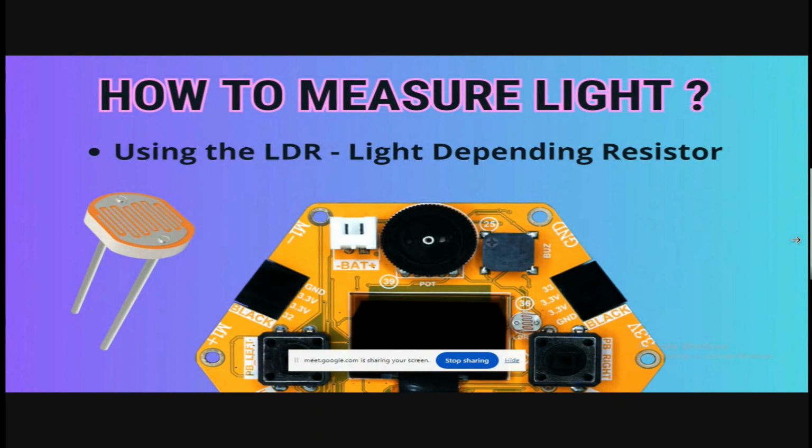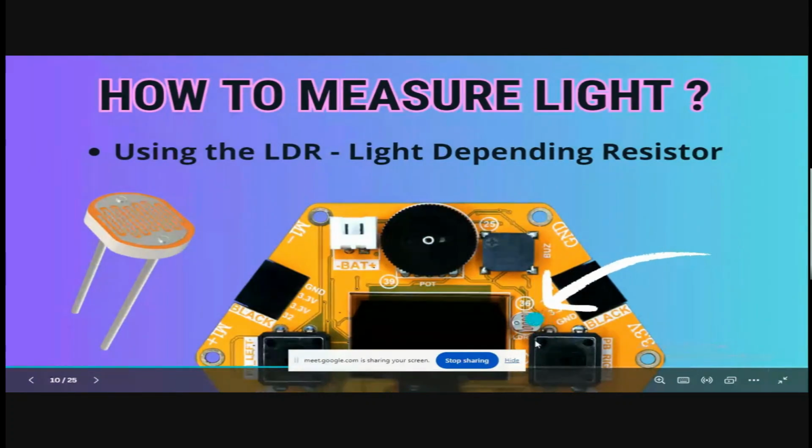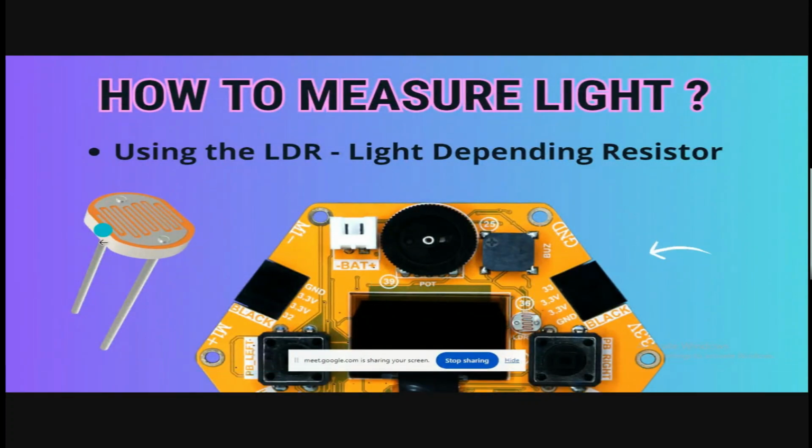That sensor is called the LDR. The expanded form is light dependent resistor. This is actually a kind of resistor whose resistance varies according to the light. Now this is the LDR sensor. This is where the LDR sensor is in the Magicbit, in between the right push button and the OLED. And this is exactly the sensor.